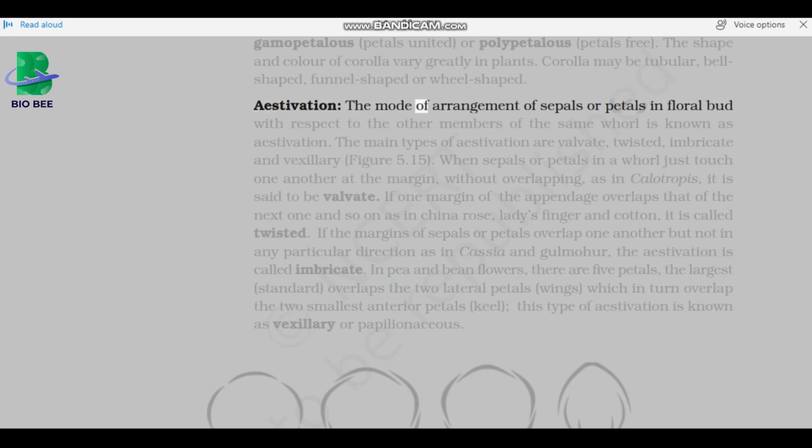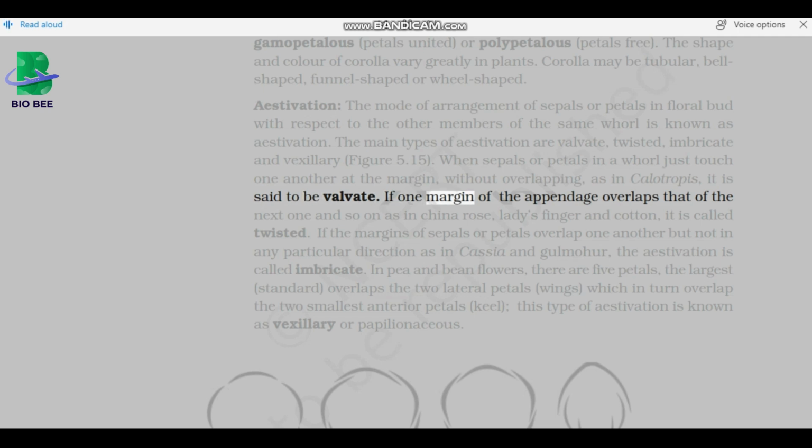Estivation, the mode of arrangement of sepals or petals in a floral bud with respect to the other members of the same whorl, is known as estivation. The main types of estivation are valvate, twisted, imbricate, and vexillary, figure 5.15. When sepals or petals in a whorl just touch one another at the margin, without overlapping, as in calotropis, it is said to be valvate.